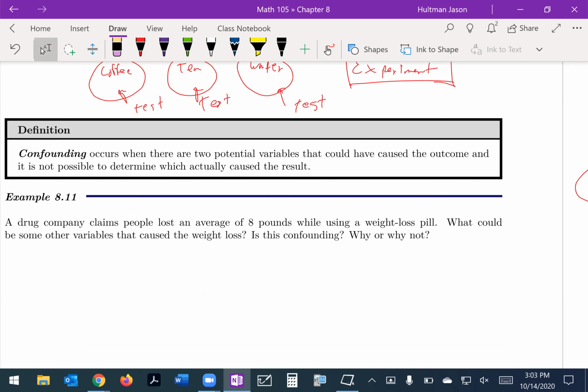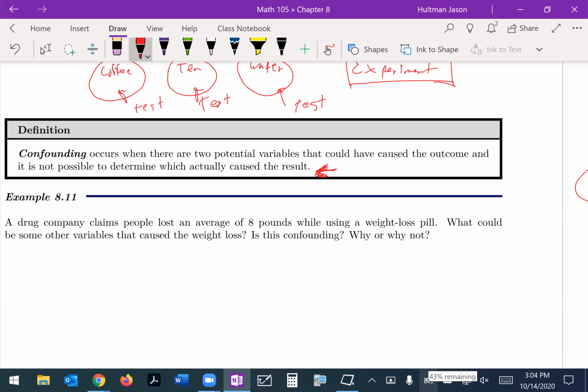Confounding occurs when there are two potential variables that could have caused the outcome, and it is not possible to determine which actually caused the result. This is confounding. There is a confounding variable out there that could make the results happen.